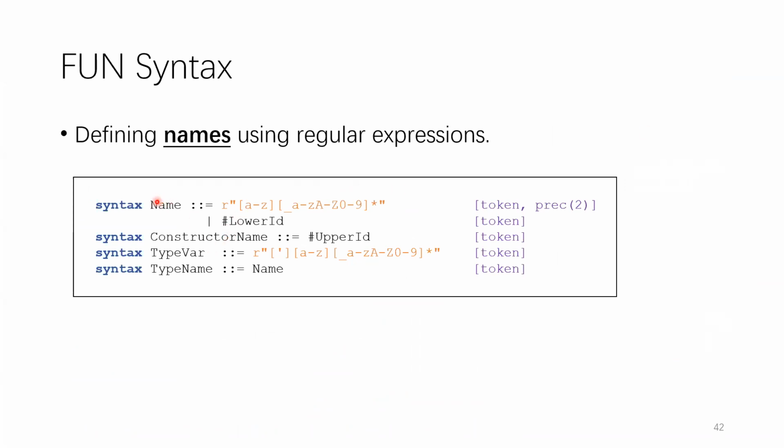So you see that there are many names. We have the names, the constructor names, type variables. All of them have different names, so we can define them using this regular expression. R means regular expression, and we give the regular expression to define the token.